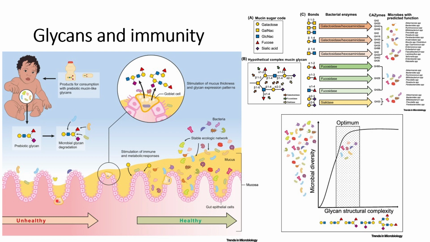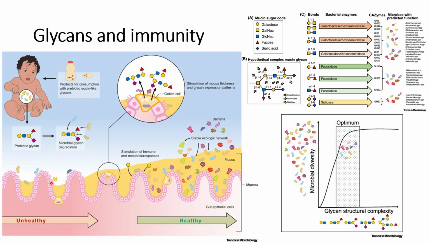We can see here that some of the gut epithelial cells are also removed, and this is not a healthy condition. Whereas a healthy gut mucosa is a condition in which the gut epithelial layer has a high thickness, and this thickness can be increased or contributed by the glycan structures that we can see here. Because the thickness is high, it can interact with a whole lot of bacteria, generate an immune response, and maintain a stable ecological network.